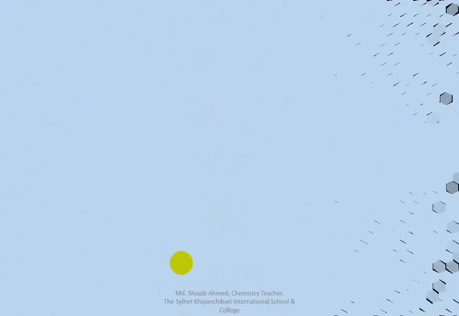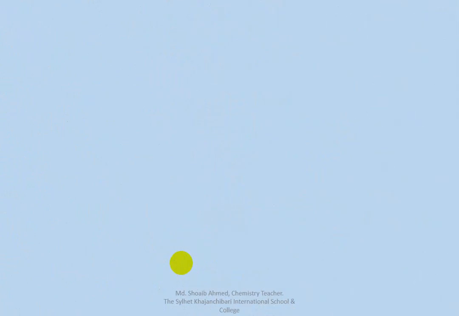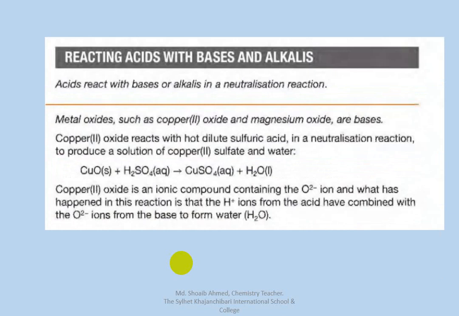Universal indicator changes color from purple, then green, then yellow, then orange, finally red. This way it changes. Okay, reaction of acids with bases and alkalis.